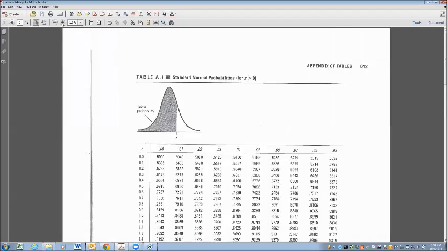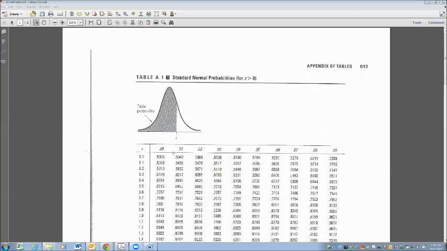For example, let's blow it back up a little bit here. If I were to look at this 0.5910, that would be the area under the curve to the left of z equals 0.23. Or in other words, we would have a 59.1% chance of having a z value less than 0.23.